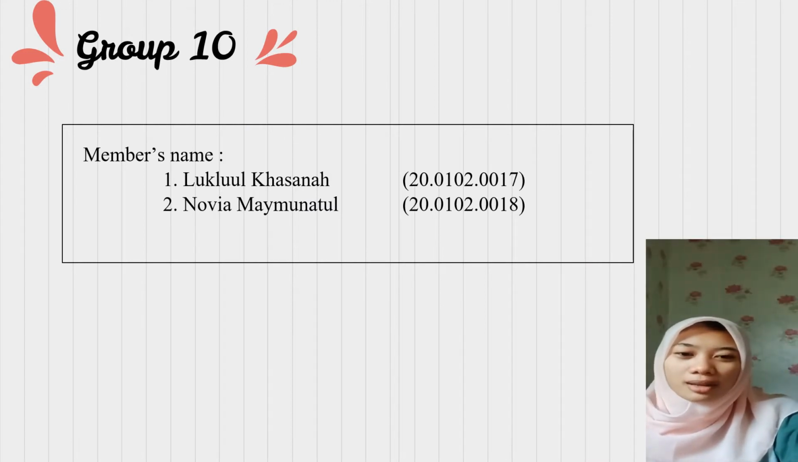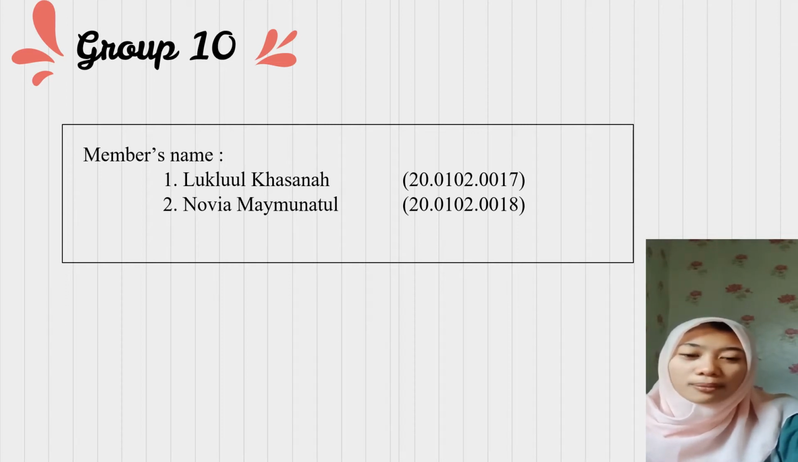Let me introduce myself. I am Novia Memunato with NPM 20.0102.0018, and my partner is Lulu Ulkasana with NPM 20.0102.0017. We are from Group 10.